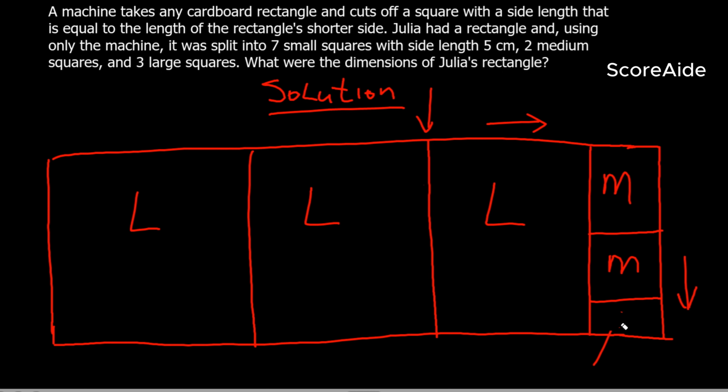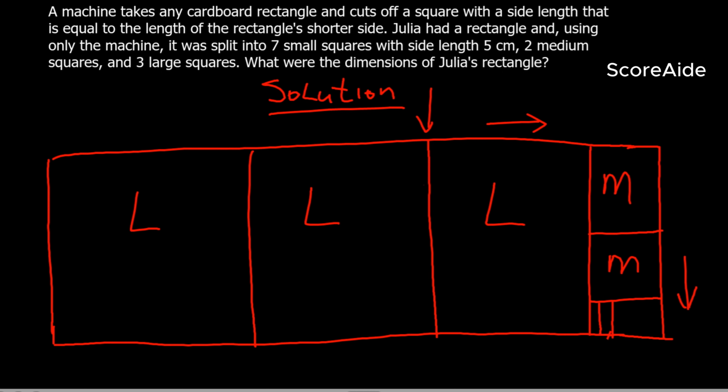So we start cutting it vertically to form a square. Remember they said 2 medium squares, 3 large squares, and we had 7 small squares, right? So we are going to cut this one into 7 small squares. It might not look like a square, but consider that this is a square.